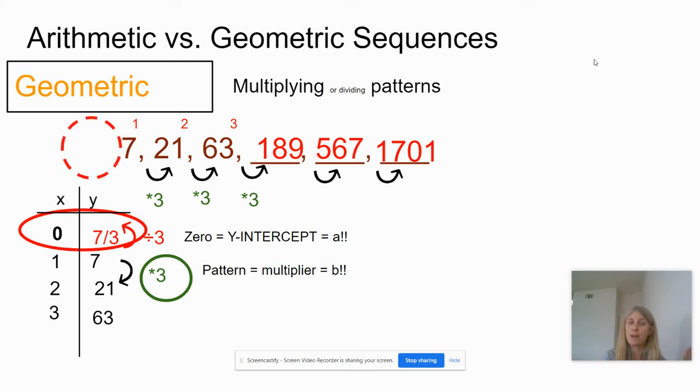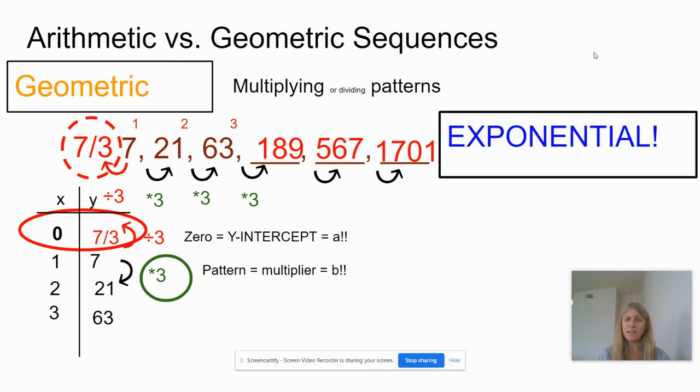So once again, if we're keeping it on this sequence itself, we're just going to work backwards. 7 divided by 3 is 7/3. So once again, you can do the table, you can do the sequence itself. It's whatever is more comfortable and easier for you. So this is exponential. And we know exponential gets really, really big, really, really fast. The very beginning of the year, we did this with the spread of the flu and how that was exponential.